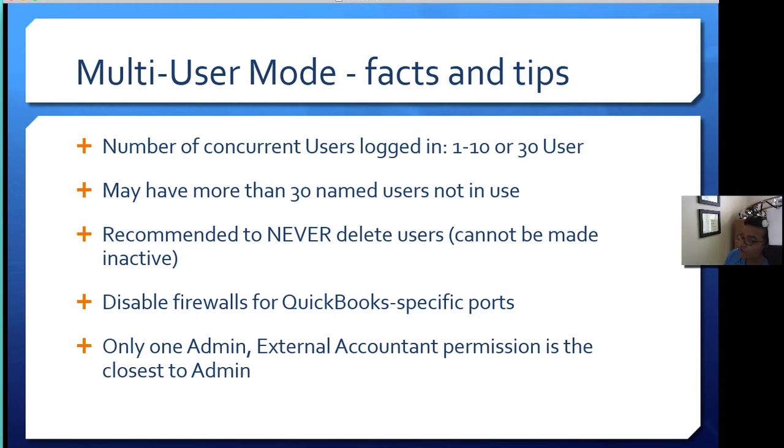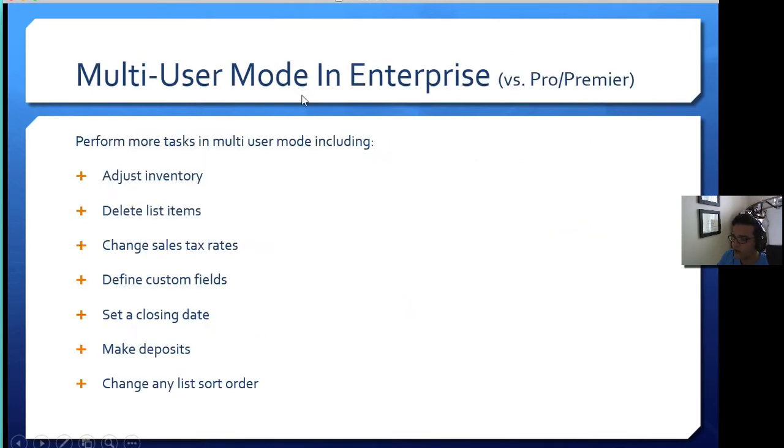Now, it's also very important that you disable the QuickBooks specific firewalls when you're working in multi-user mode. The number one reason why people have issues working in multi-user, and in some cases heavy speed issues, is because they don't disable the specific firewall ports that Intuit recommends you to do. So I'm going to show you how to find out what those are.